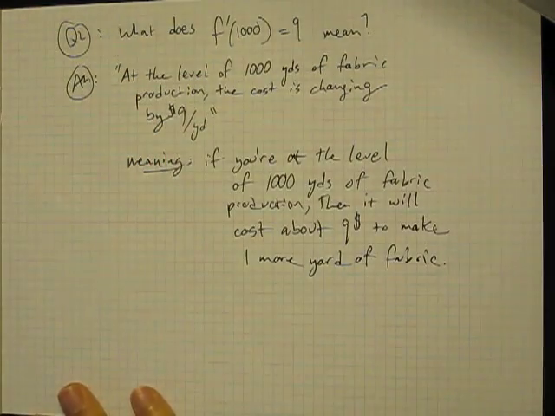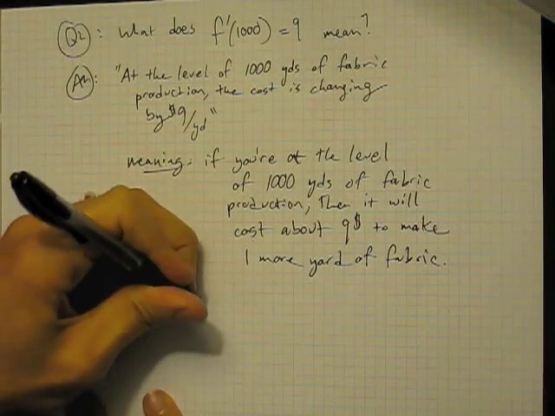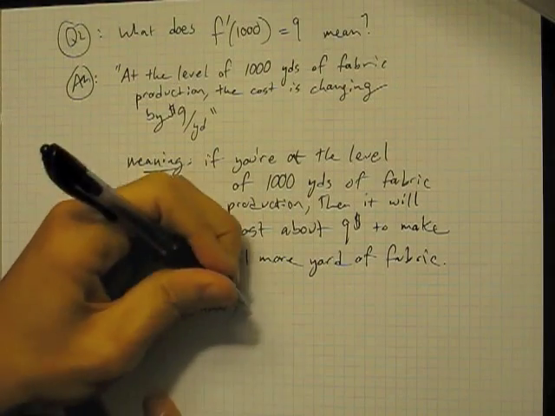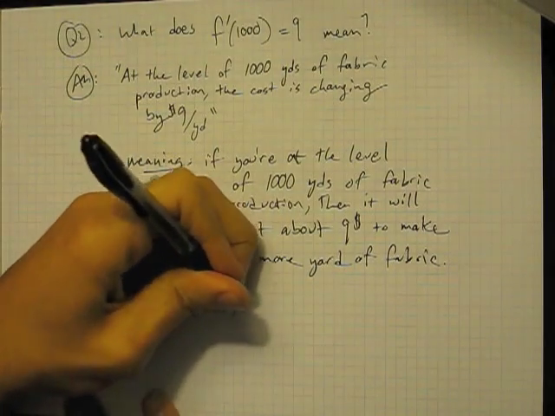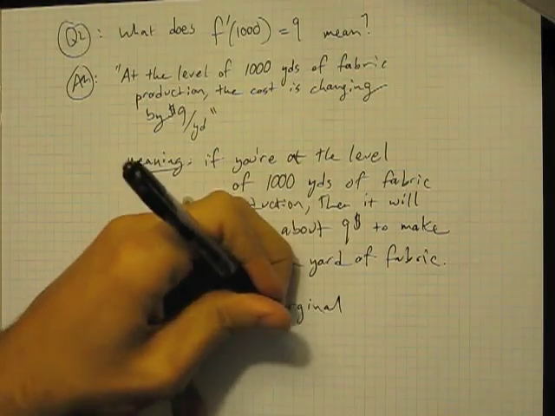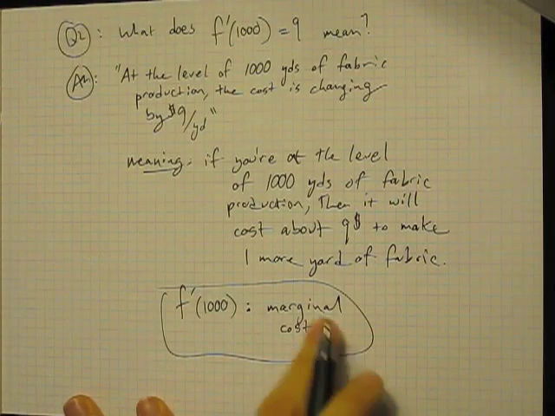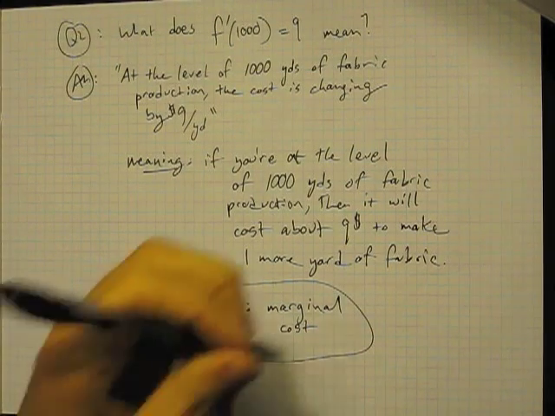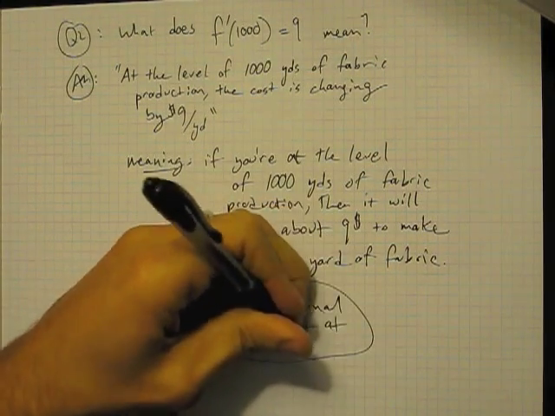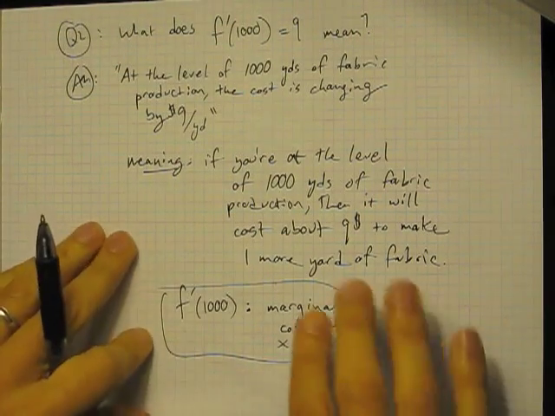Okay, so this concept here, this f prime of 1,000, is usually referred to in business as the marginal cost. So if you ever see the words marginal cost, that's what this means. The marginal cost at x equals 1,000. Okay, very good.